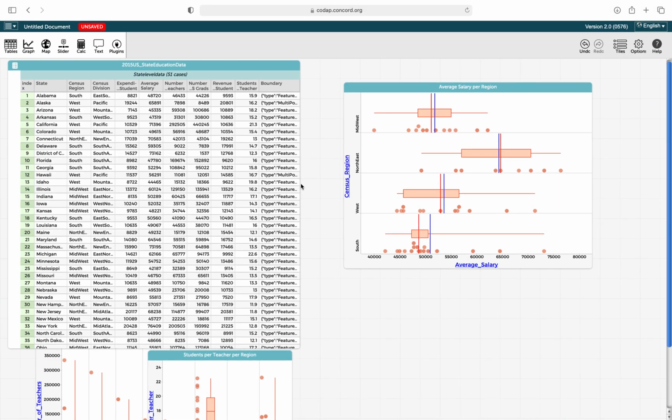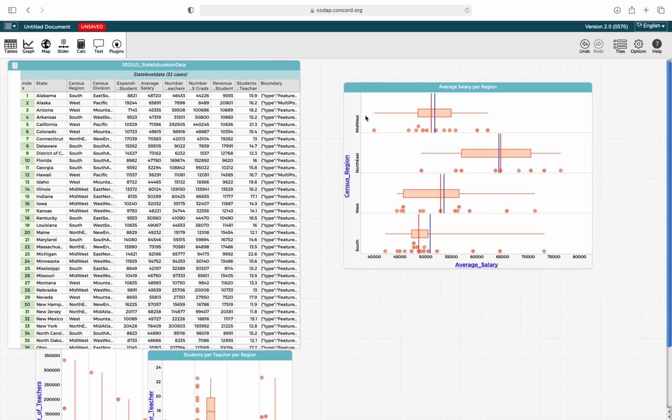Okay, so now that we are in CodeApp, I have pre-made my graphs to save us some time, and I will still explain how I did them. I took census region from our main data graph and put it on the y-axis, and on the x-axis I put the average salary. Then I added a box and whiskers graph to show you the lowest, the median, the mean, and the highest amount in salary.